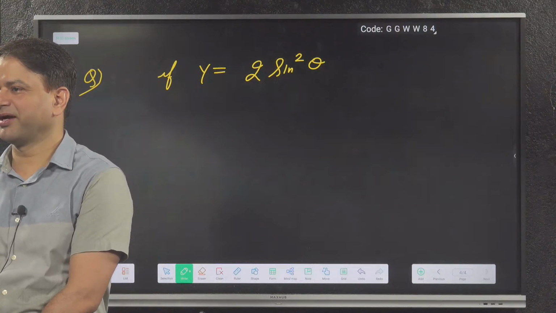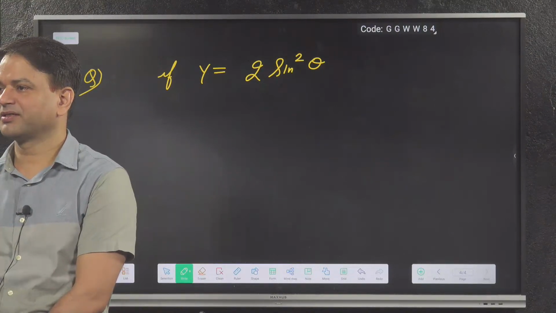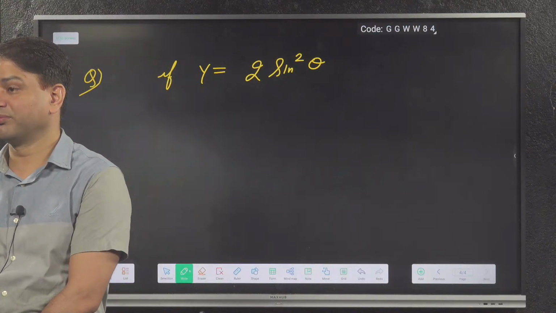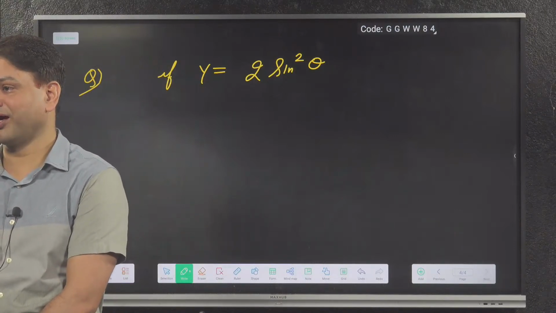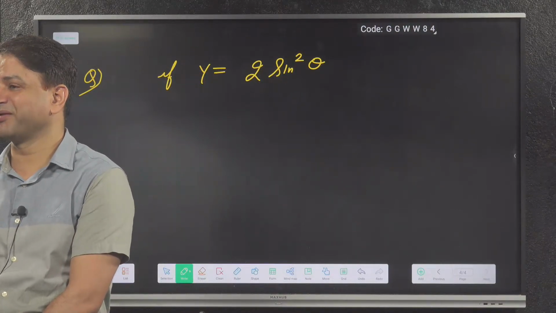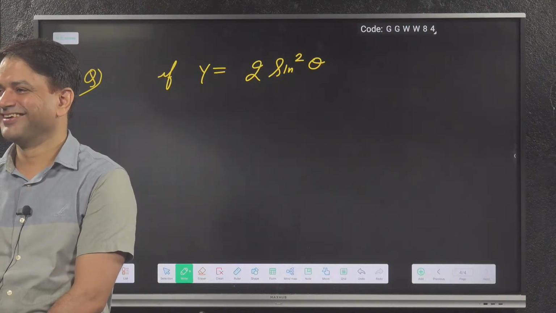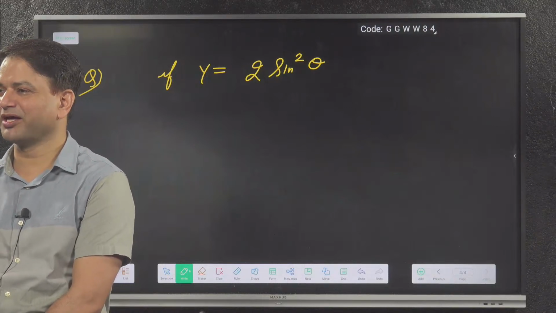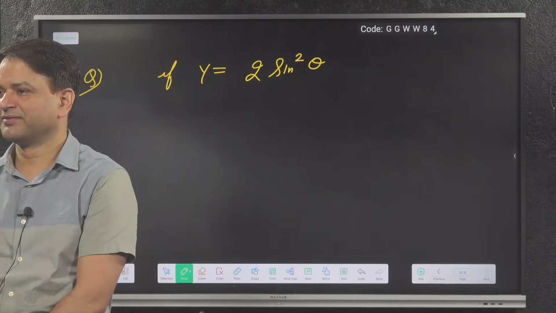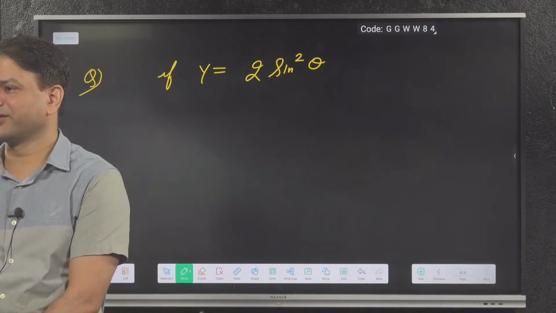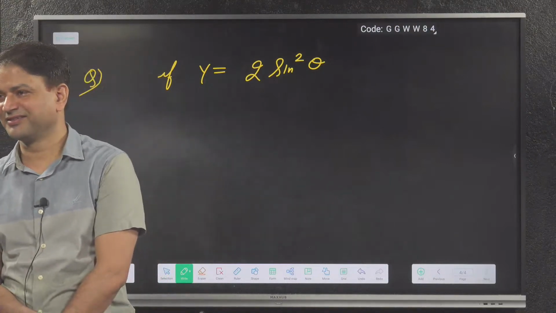Maximum 2, minimum minus 2. Both 2, maximum and minimum are equal. Good. Maximum 2, minimum minus 2, maximum 1, 0.